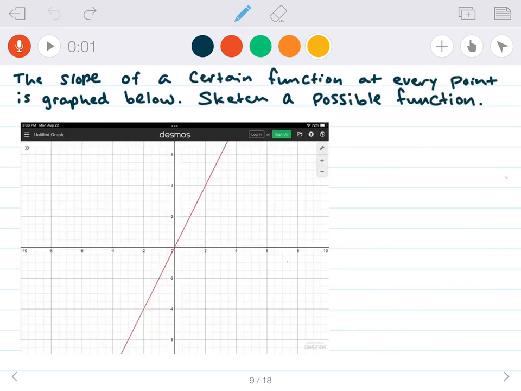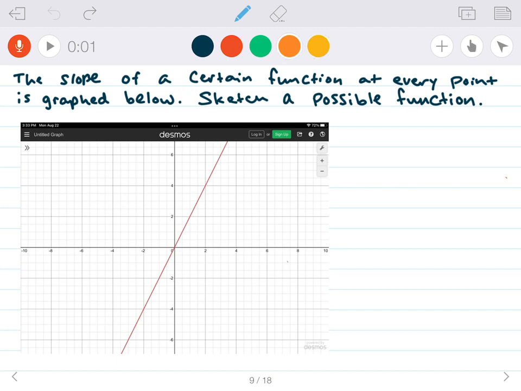All right, let's do this one. The slope of a certain function at every point is graphed below. Sketch a possible function. So when we say the slope at every point, that's a key phrase meaning derivative. All right, so we're given a derivative function, and we want to sketch a possible function that maps to that.